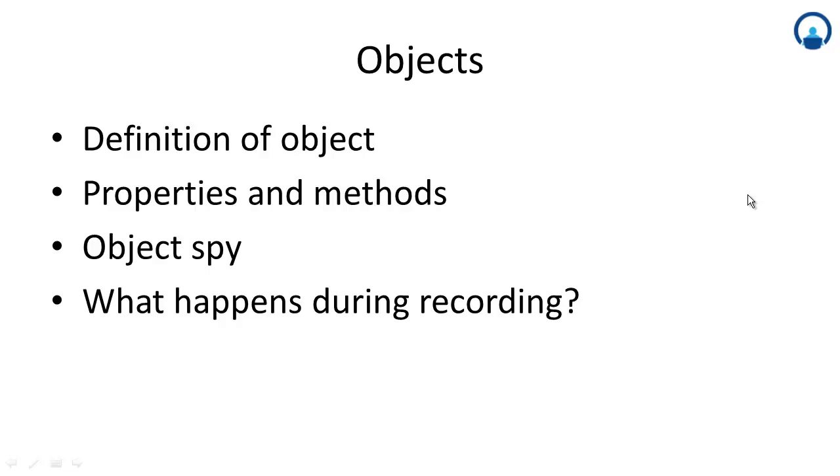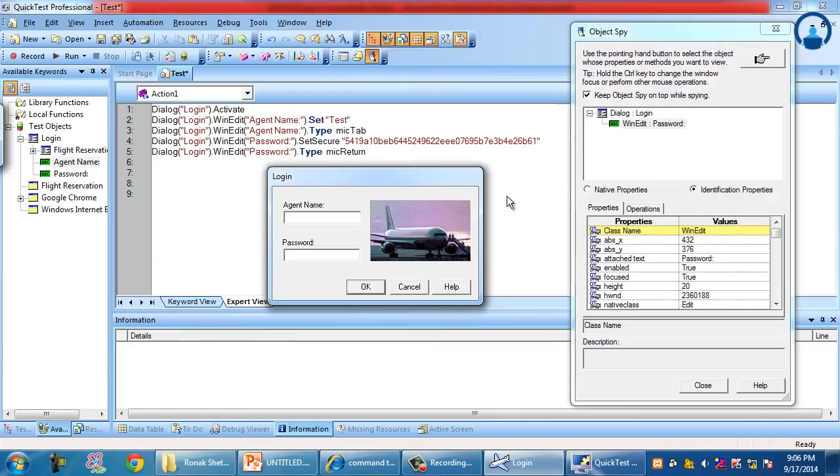So first QTP tries to identify each object uniquely that you record, and once that is done, it captures the properties of those objects and saves them somewhere. It determines the object class of that object. So I'll give you an example.